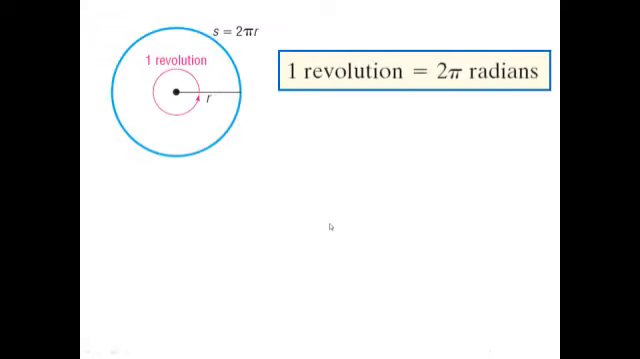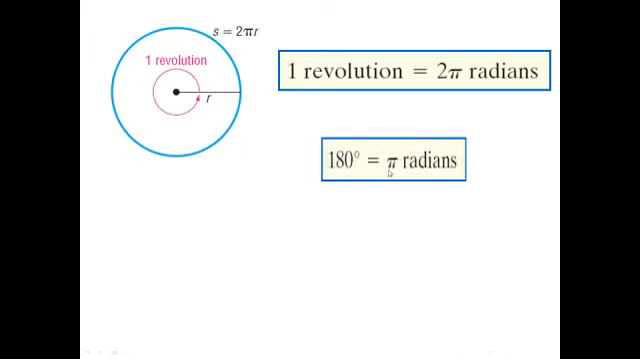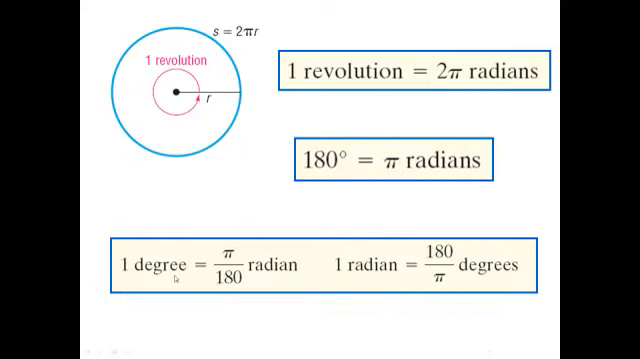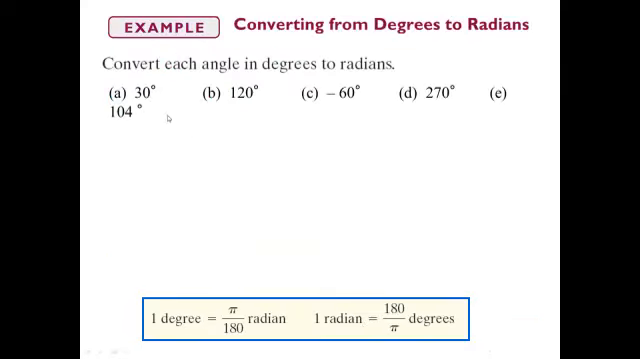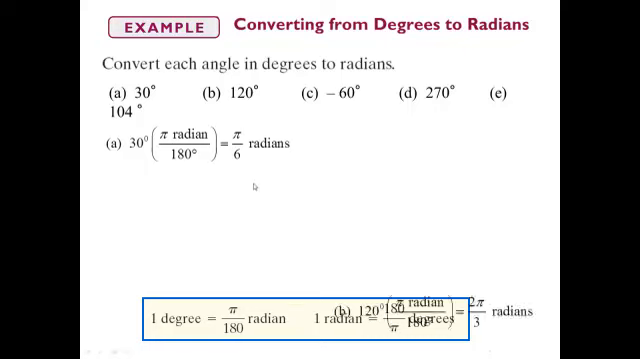And finally, let's see how we convert from degrees to radians. We know that in 1 revolution we have 2 pi radians. So 180 degrees represents pi radians, and 1 degree is pi over 180 radians. In the same way, 1 radian is 180 over pi degrees. So if you're going to convert from degrees to radians, what you have to do is multiply by pi over 180, and then simplify your numbers here, and you have your 30 degrees expressed in radians.